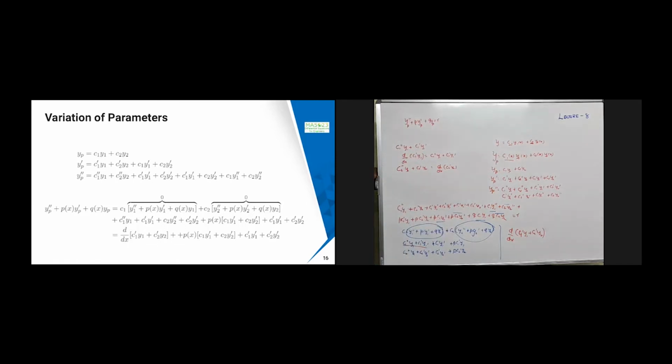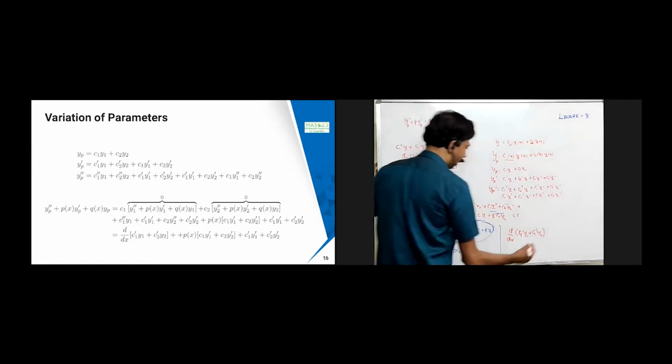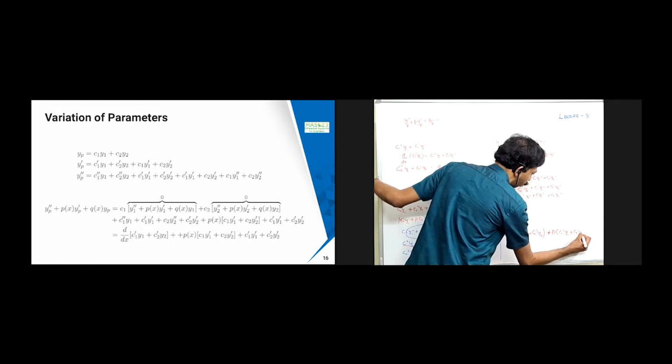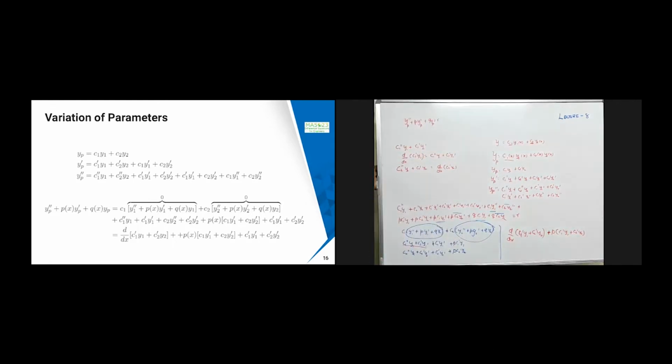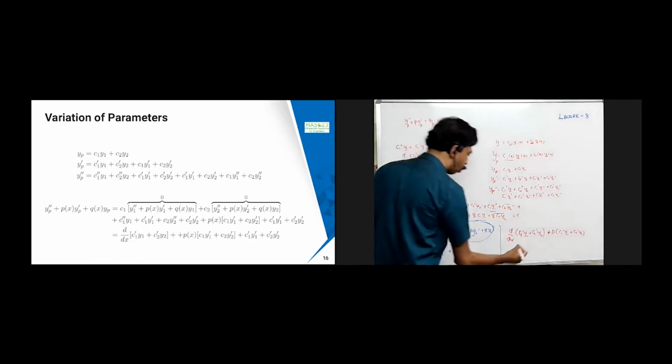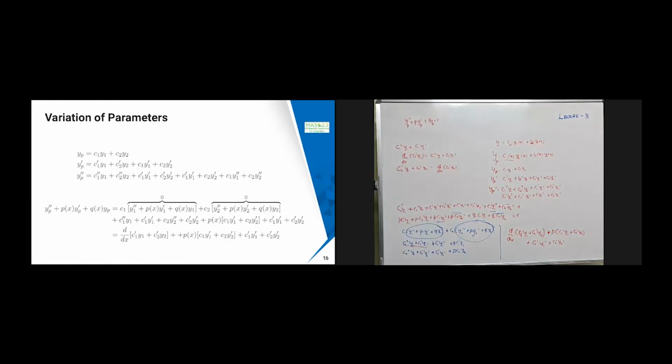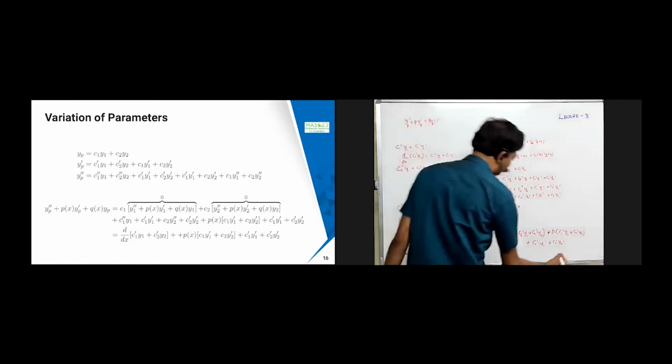Then what else do I have? I have this term, so I can write it as plus p into (c1' y1 + c2' y2). These two terms, p I have taken. Then plus I have one more term, c1' y1' plus c2' y2'. So these are the terms available. On the right hand side I have r.